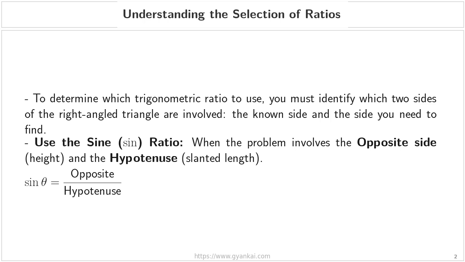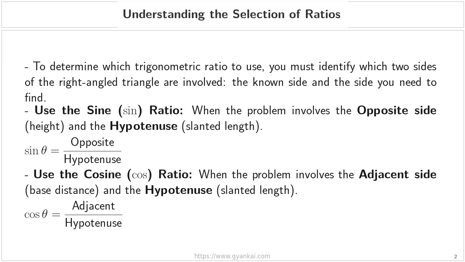First, use the sine ratio. You will use sine when the problem involves the opposite side, which we often think of as the vertical height, and the hypotenuse, which is that slanted length we discussed in the previous slide. Mathematically, we express this as sine theta equals the ratio of the opposite side over the hypotenuse.